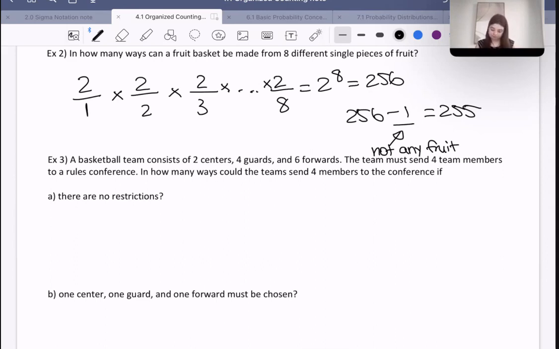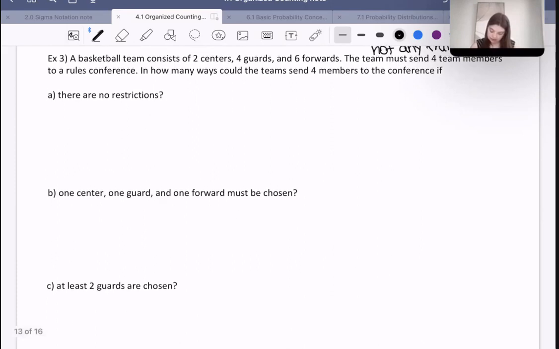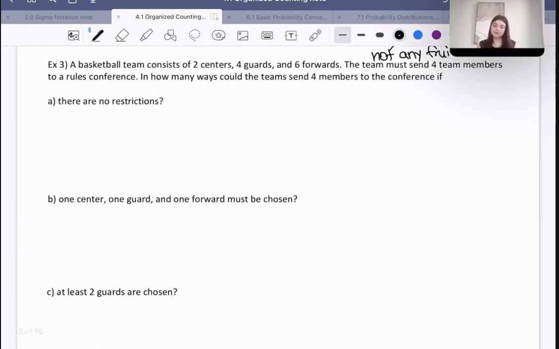Very good. All right, let's answer another one. This one says a basketball team consists of two centers, four guards, and six forwards. The team must send four team members to a rules conference. In how many ways could the team send four members to the conference if there are no restrictions? Okay, well, here's the thing, there's 12 team members total, right? Two centers plus four guards plus six forwards. So that's 12 people. C4, right? We have 12 people and we're going to choose four of them, and the order doesn't matter, to go here. And so that is going to be, if we punch that in our calculator, 495 ways.